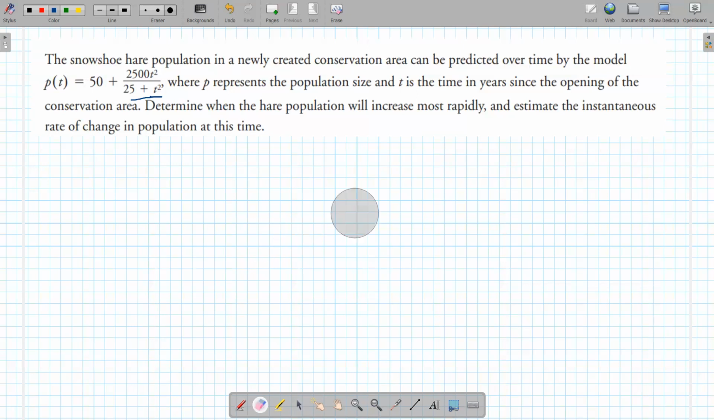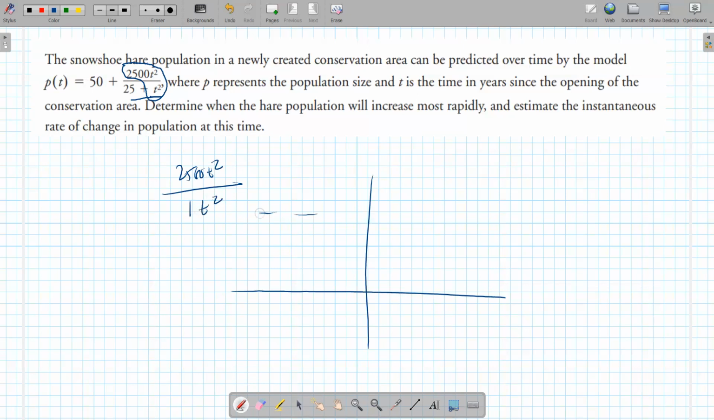The horizontal asymptote is the same idea. You take the ratio of the powers. So in the numerator, we have 2500 t squared. In the denominator, we have 1 t squared. You're going to get a horizontal asymptote at y equals 2500, okay?